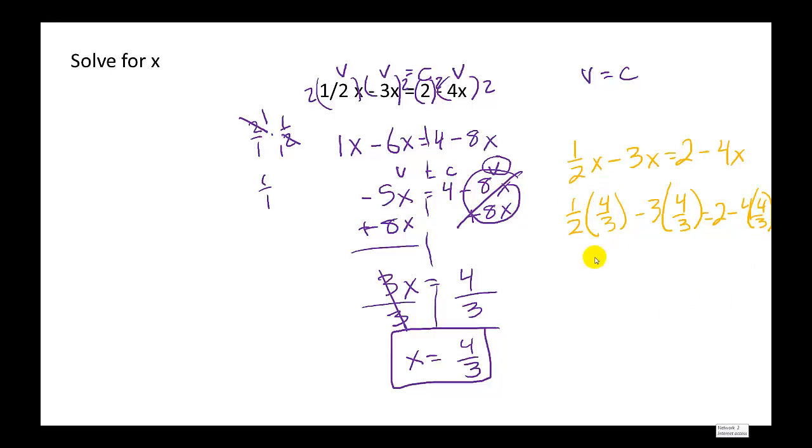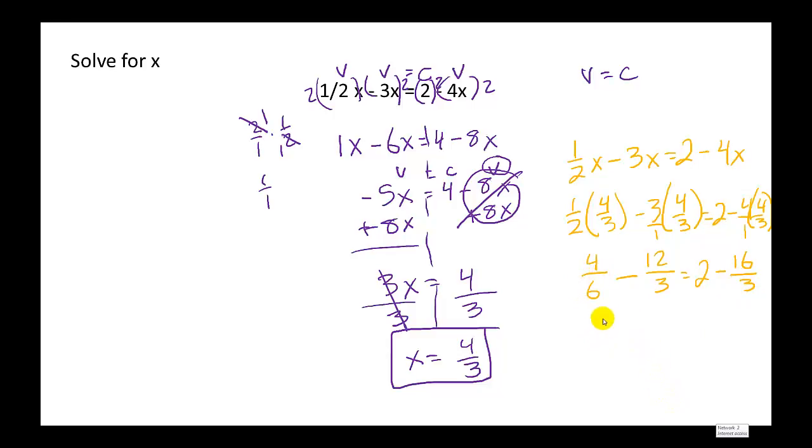Okay, 1 times 4 is 4. 2 times 3 is 6. Bring down a negative. 3 times 4 is 12. This is really a 1 times 3 is 3. Equals 2. Negative times positive is negative. 4 times 4 is 16. Over 1 times 3 is 3.